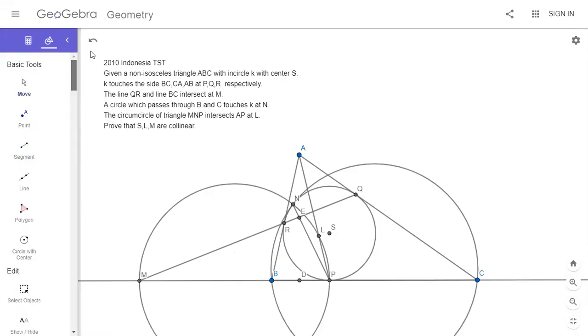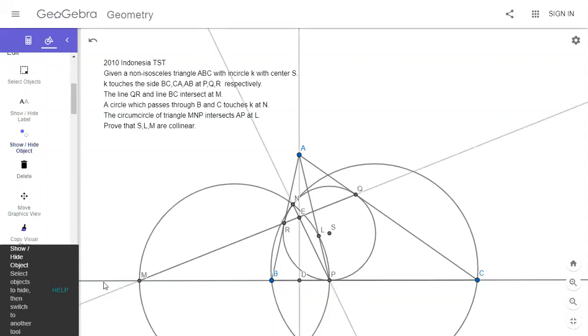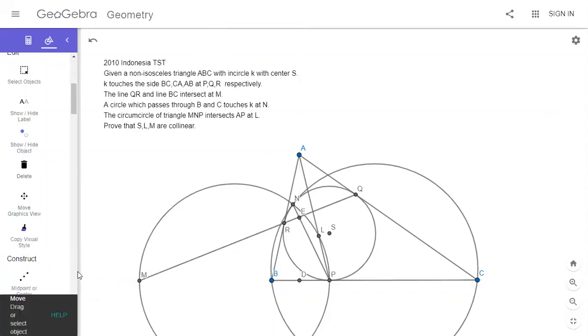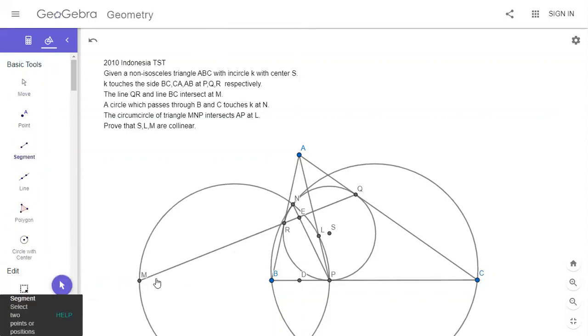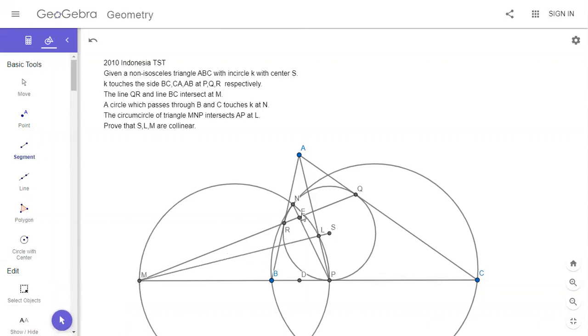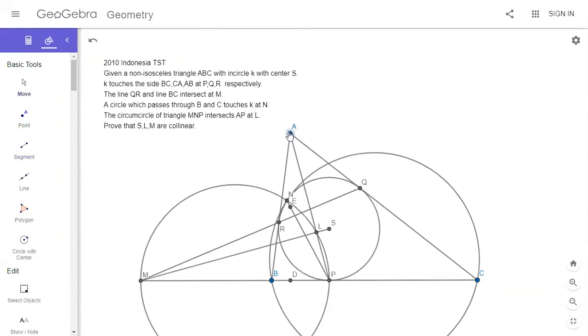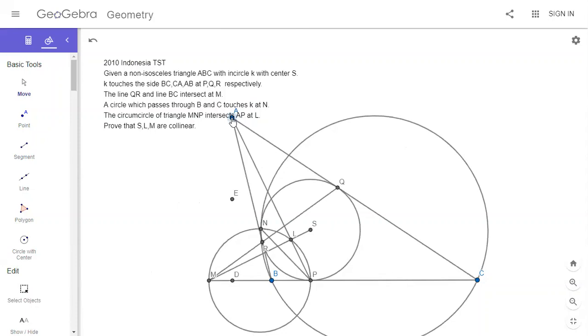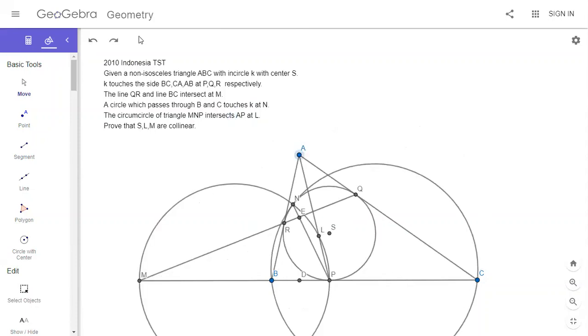Let's see. Is that actually necessarily true that SM is perpendicular to AP? I think it is. Yeah. We have to prove it.